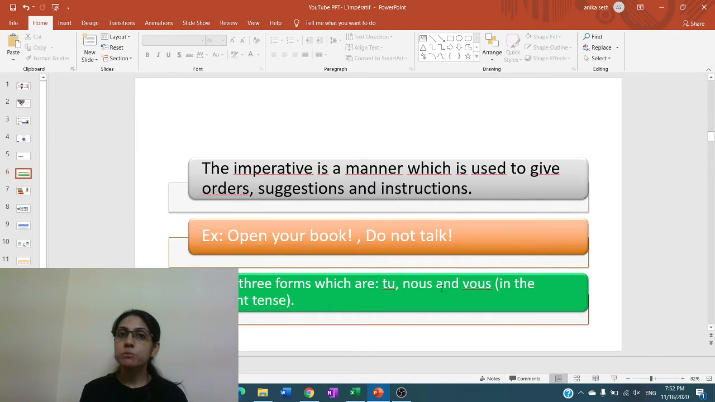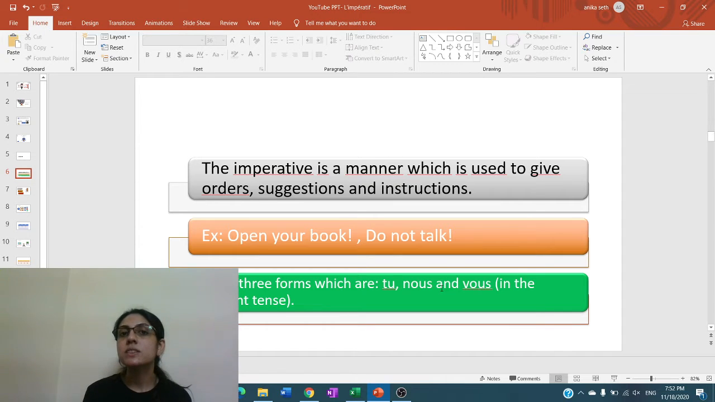Then the next subject pronoun is tu. Tu means you. So tu is second person singular. If I am talking to you, of course I can give you an instruction. So with the subject pronoun tu, the imperative exists.